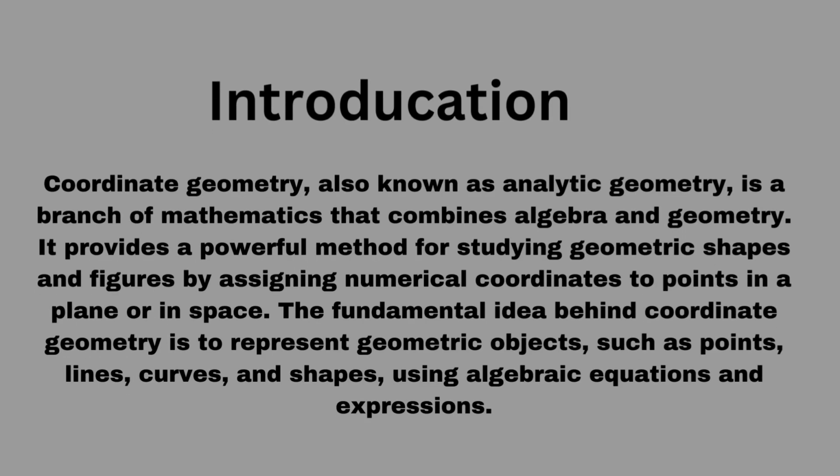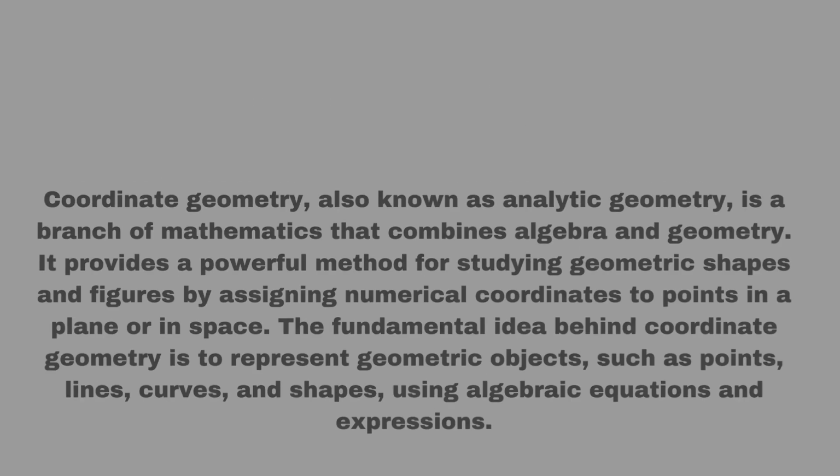Coordinate geometry, also known as analytic geometry, is a branch of mathematics that combines algebra and geometry. It provides a powerful method for studying geometric shapes and figures by assigning numerical coordinates to points in a plane or in space. The fundamental idea behind coordinate geometry is to represent geometric objects, such as points, lines, curves, and shapes, using algebraic equations and expressions.